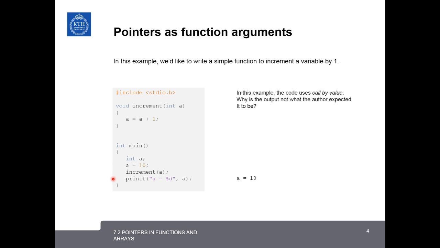In this example, the code uses call by value, and the output is not what the author expected it to be. Here the author expected that we declared a variable a equals 10, we incremented it, and then we printed it, and we expected the output to be 11, but here you can see the output actually returned a 10.